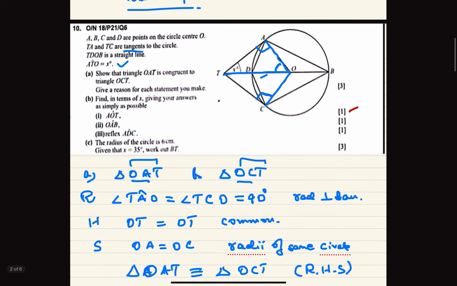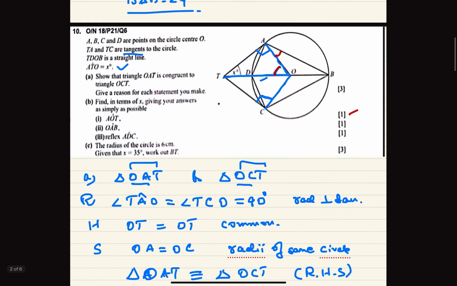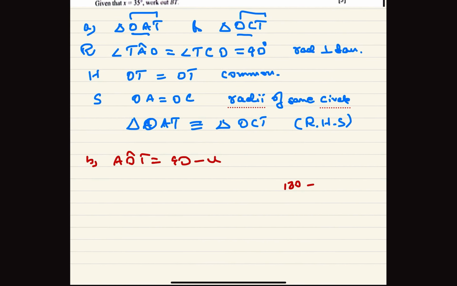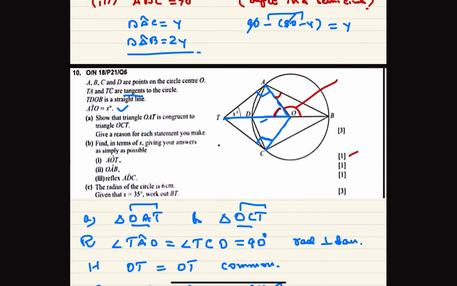And then OAB is this. So I know that this is 90 minus x. That means this should be 180 minus 90 minus x. 180 minus 90 is 90 plus x. So this is 90 plus x, and these two angles should be equal.